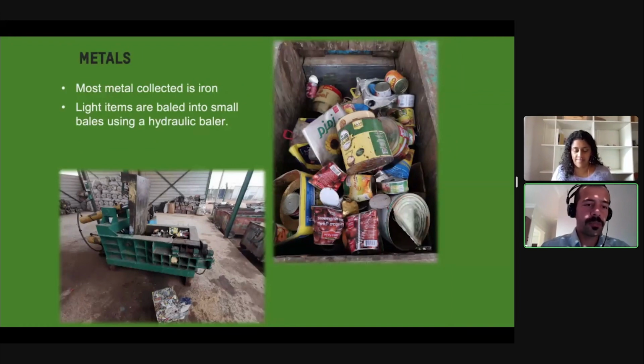The last item is the metals. Also, we have a hydraulic baler to reduce the volume of the metal and to have it in bales, so we can reduce its volume and make it easy to be transported and sorted.